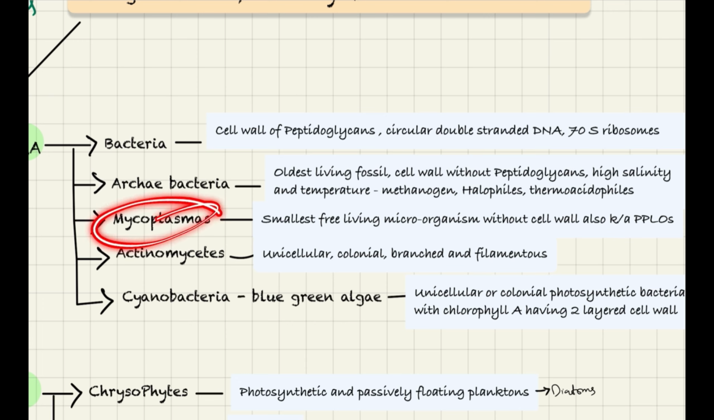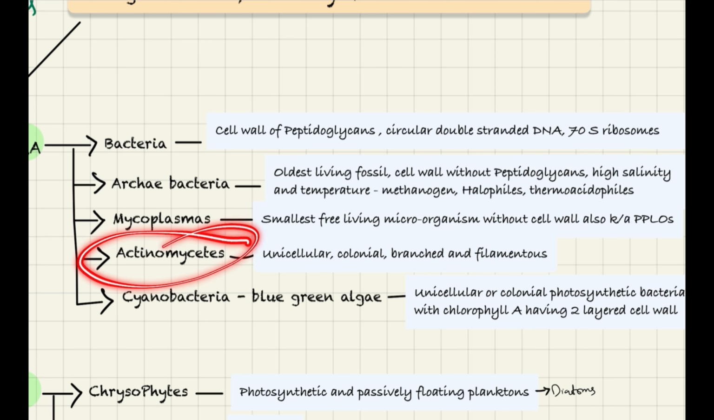Then there are mycoplasmas. Mycoplasmas are also known as PPLOs, means pleuropneumonia-like organisms. The main important thing about them, from where a question can be framed, is this line: they are the smallest free-living microorganisms without cell wall. Just this thing, smallest free-living microorganisms without cell wall. One important thing here is that they have filamentous type of DNA, means it is not completely circular DNA, but kind of thread-like, spreading in the whole cytoplasm.